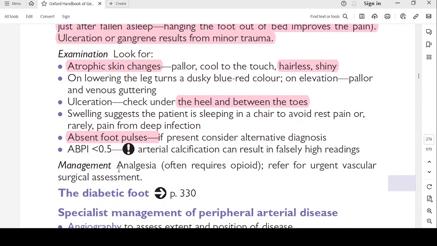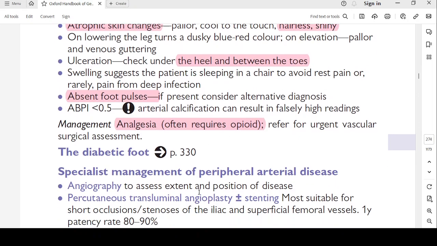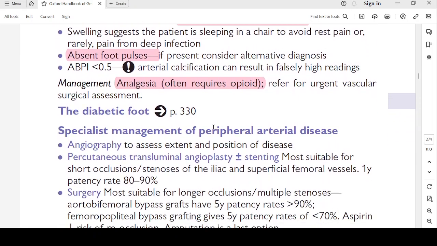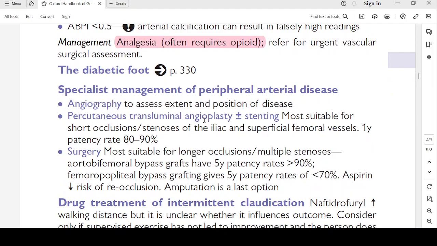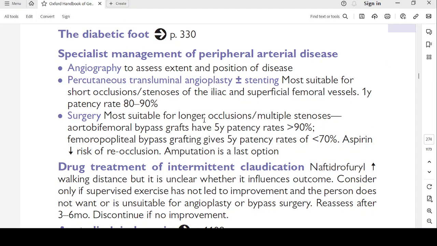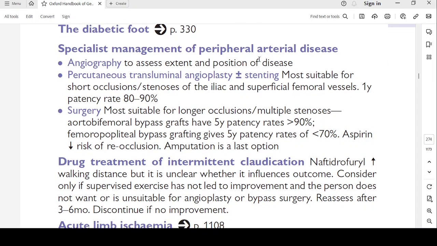Management. Analgesia often requires an opioid. Refer for urgent vascular surgical assessment. Diabetic foot. Specialist management of peripheral arterial disease. Angiography to assess the extent and position of disease, percutaneous transluminal angioplasty or stenting. This is transluminal angioplasty and stenting for peripheral arterial disease, most suitable for short occlusions or stenosis of the iliac or superficial femoral vessels.